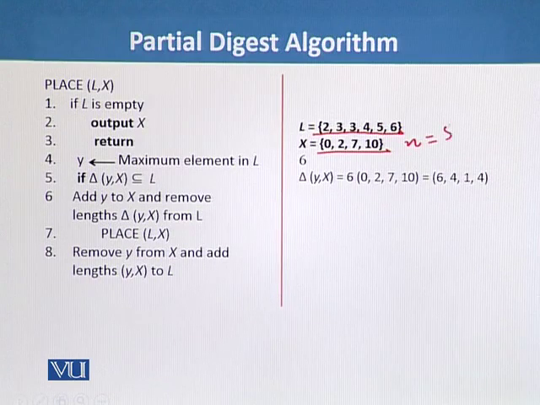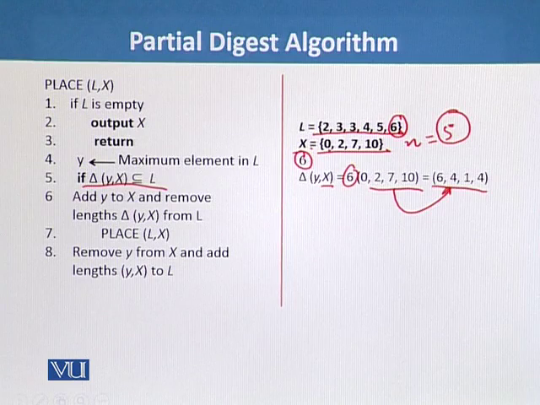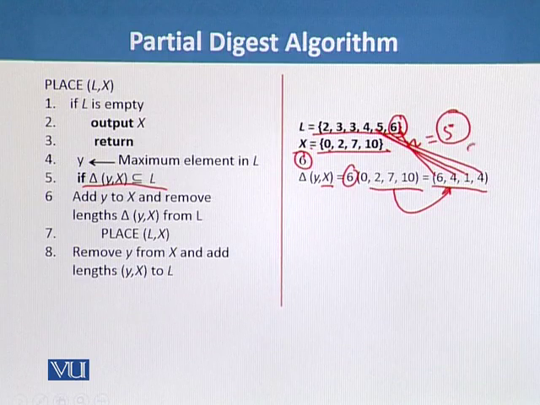So you will remember that we will go up to the level of 5. We have to calculate n equal to 5. So we are left with 6, that is the highest element. So again we will put the value of 6 and try to calculate with the X. So Y is 6 and X is 0, 2, 7, 10. And after calculation we get 6, 4, 1, 4. We will see whether it is a subset of L or not. 6 is here, 4 is here, 1 and 1 is not here. So it means this is not a subset of L. So 6 cannot be included here.